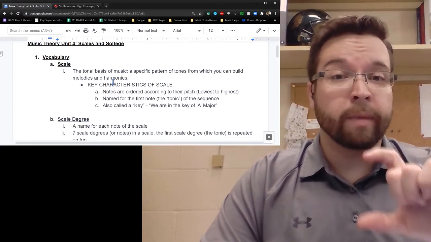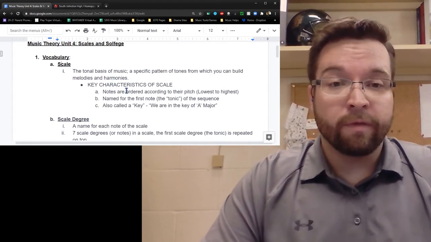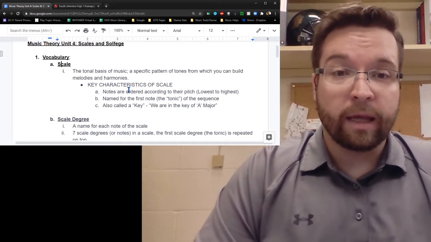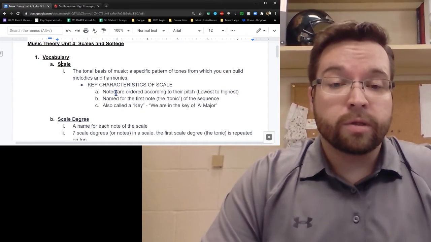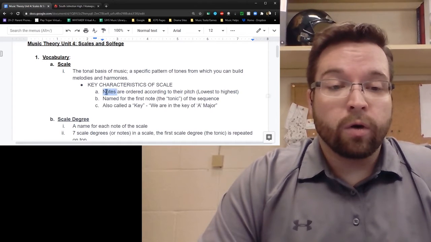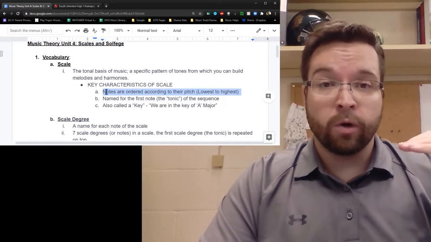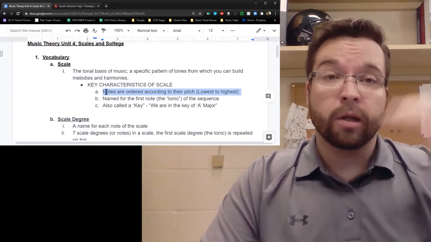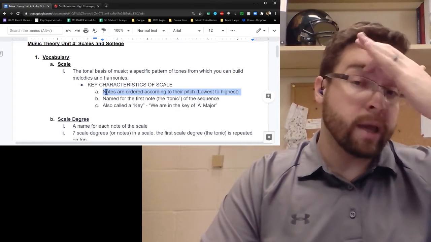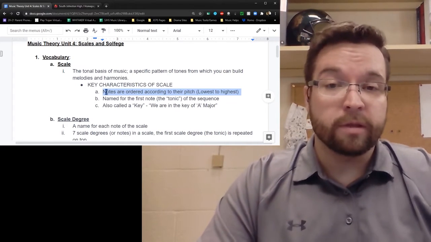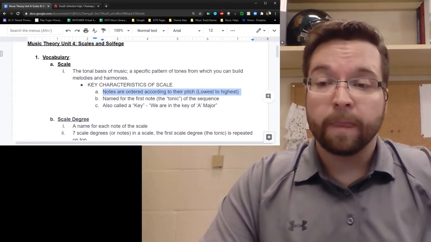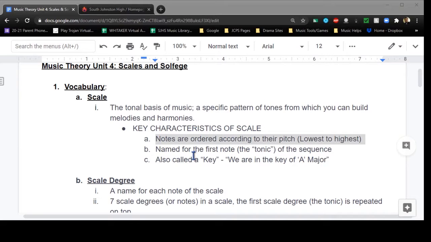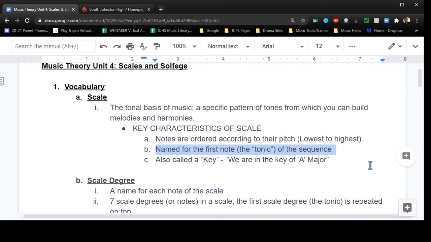Basic tones, we'll learn about different variations of the notes in a future lesson, but for now we're going to learn the 7 basic tones. The notes are ordered according to their pitch, generally from lowest to highest. You usually start on the lowest note of the scale and build your way up to the highest note of the scale. You can also come back down, an ascending scale and a descending scale. It is named for the first note of the sequence, the tonic.